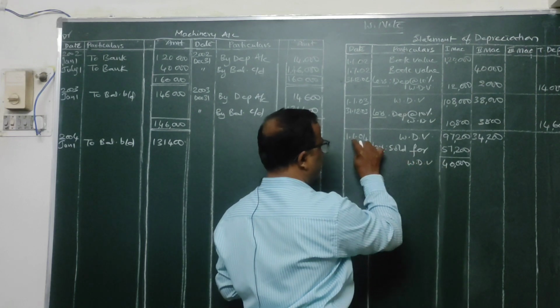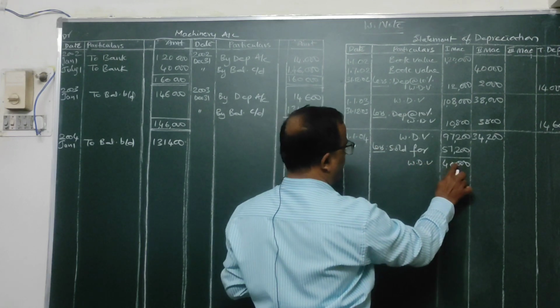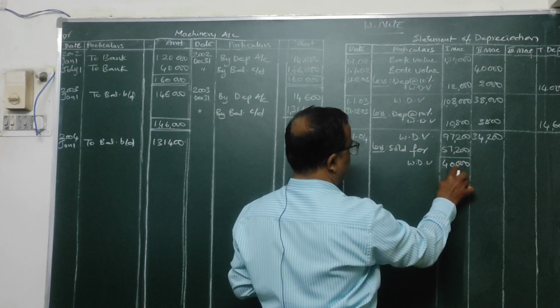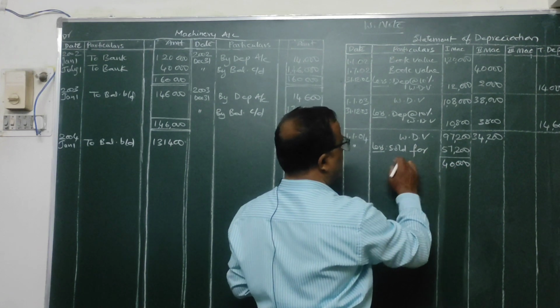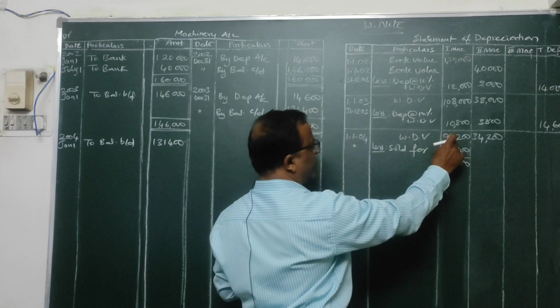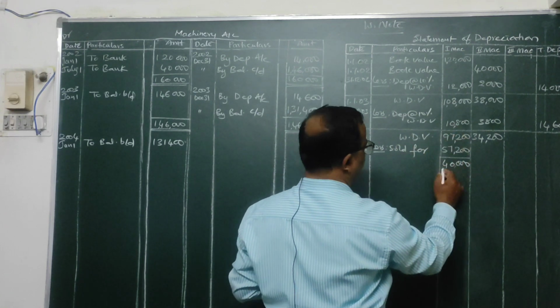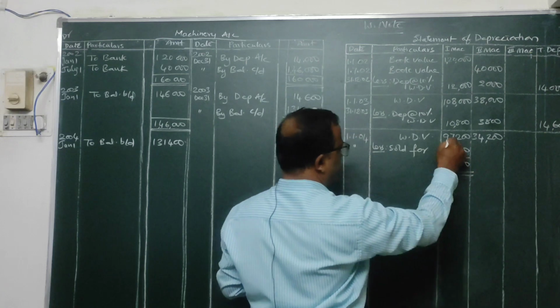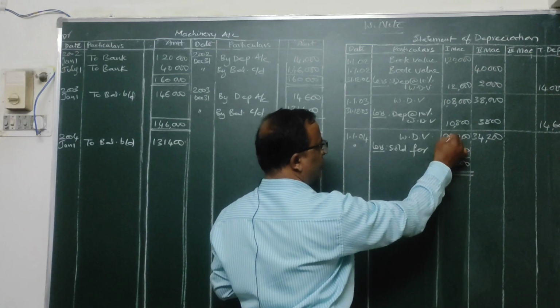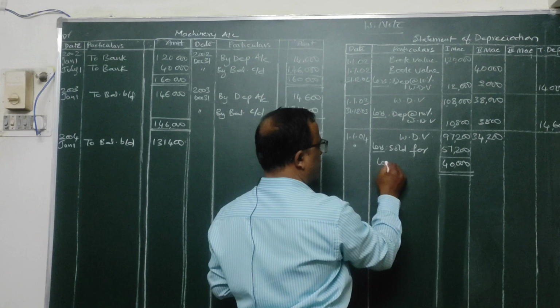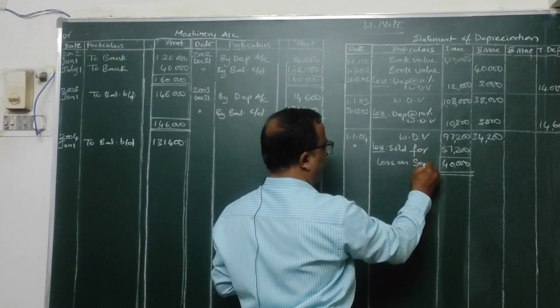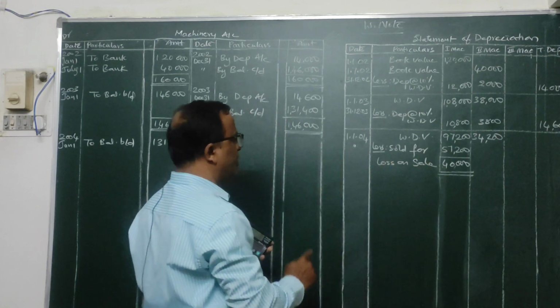That means on 1st of January 2004, sorry, it is not written down value. See, on this particular date, its value was 97,200. He has sold for 57,200. That means 40,000 is the loss he has made because he has sold at a price lesser than that of the book value. So this is called as loss on sale. Okay, so let's account this on the very day.